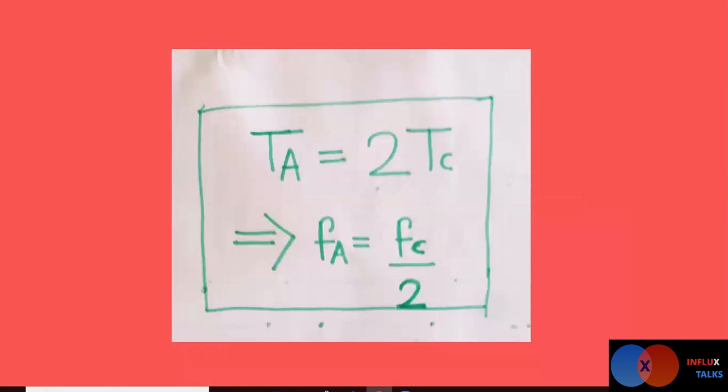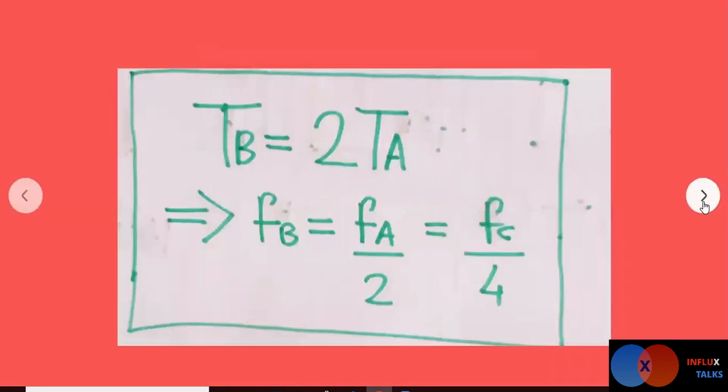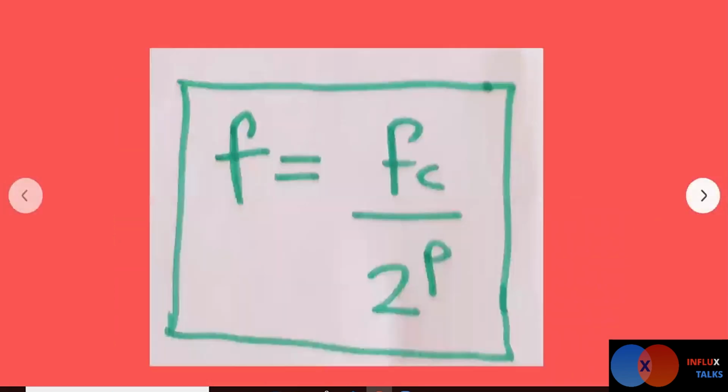So we know that frequency is the reciprocal of time period, so frequency of A will be FC by 2. Similarly, frequency of B will be FA by 2, and again FA is FC by 2. So overall it will be FC by 2. So if we have in total P flip-flops, then the final formula for the frequency will be FC divided by 2 to the power P, where P is the number of total flip-flops. For example, if 5 flip-flops are there, the frequency will be FC by 32.